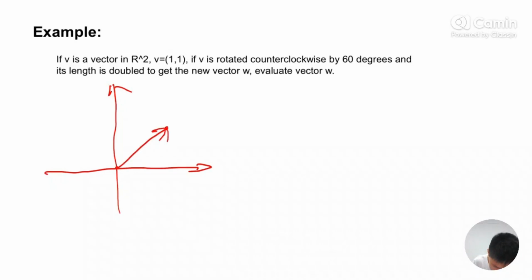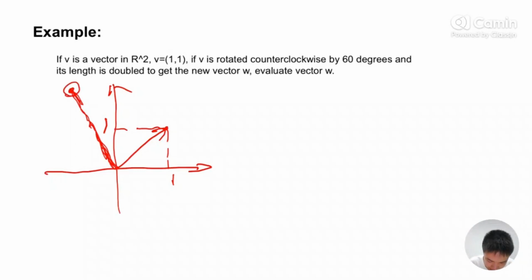The vector v is here, (1, 1). If we want to rotate it by 60 degrees, it comes here. And its length is doubled. So our new vector is this one. How can we calculate the position of this point?